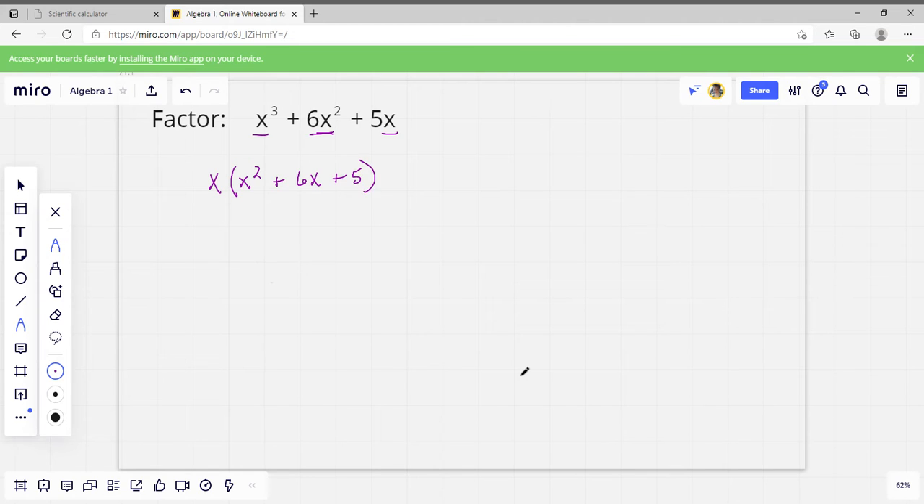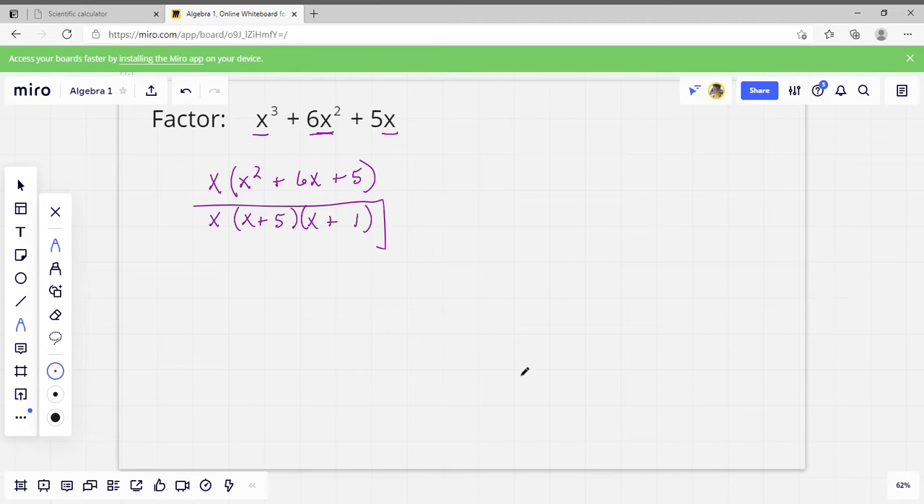Now we can factor it by drawing our parentheses. We got to see what we got in here. Let's see. X will be at the beginning. We need two numbers that multiply to make 5 and add to make 6, which will be 5 and 1. 5 times 1 is 5. 5 plus 1 is 6. And these will both be positive. So there's the answer to that one.